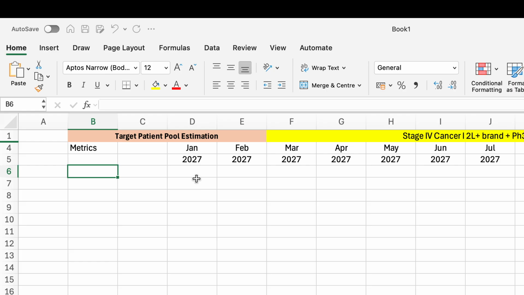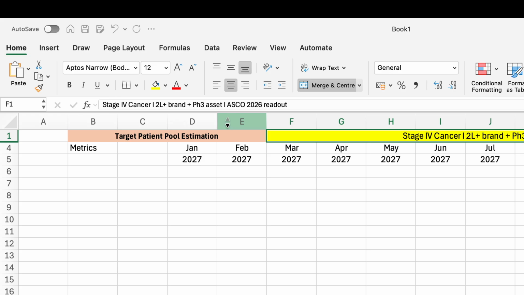So we are just assuming that our drug is for stage 4 cancer and it is used in second line and beyond 12 plus, and it is currently in phase 3, and the key data will be presented at ASCO 2026. So I will show what each row in the model would mean and where to source that info. So this video would be more focused on the sources that we would be using, right? And how pharma companies actually build forecasts.